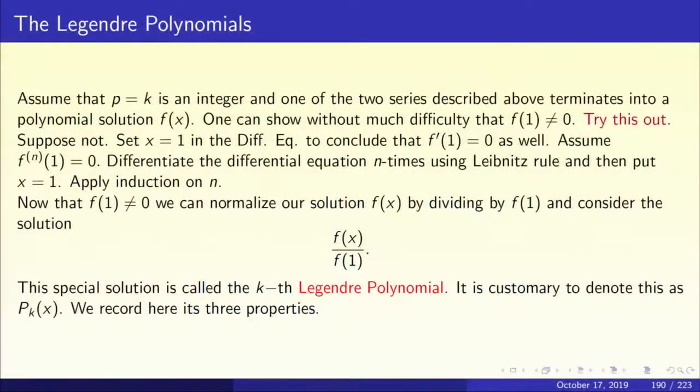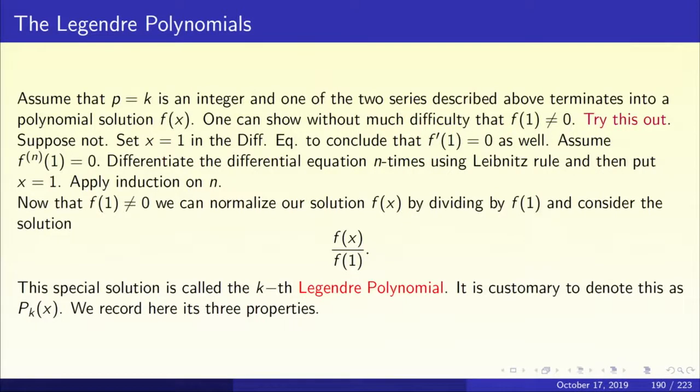And so we have completely clarified what the radius of convergence of these series is. In the special case when P is an integer, exactly one of the series terminates and we get a polynomial solution, and these polynomials are called the Legendre polynomials. So now let us look at these Legendre polynomials in detail.